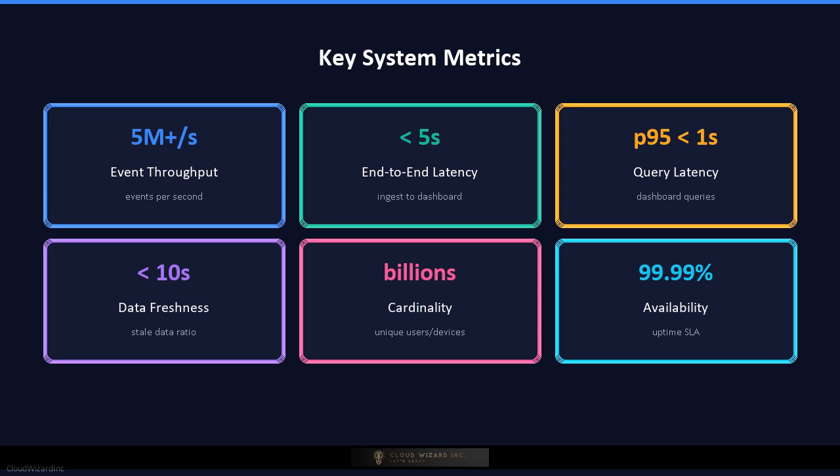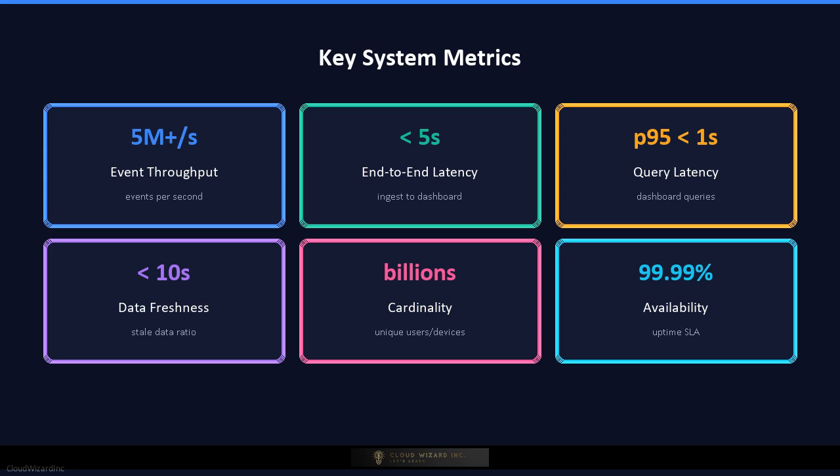Query latency at the P95 and P99 tells you whether dashboards feel interactive. Data freshness measures how far behind the latest event the dashboard is. Cardinality, the number of unique users, devices, or sessions, drives the cost and complexity of exact unique counts. Error rate and data quality score measure how many events are dropped, malformed, or duplicated.